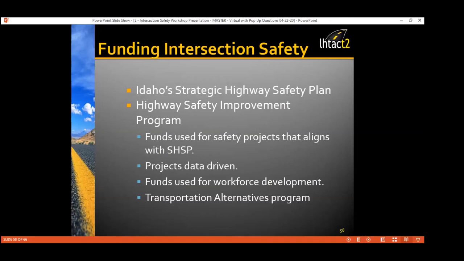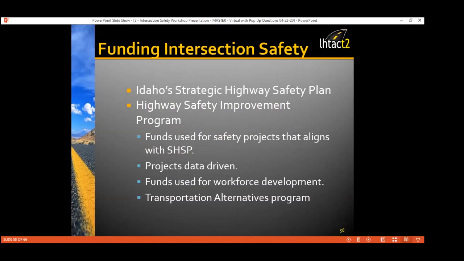Projects do need to be data driven. That's a requirement that is becoming more and more prevalent. That's why I wanted to spend time with you to show you how you can obtain data and use it to your advantage. Funds could be used maybe for workforce development. I'm just going to leave that one alone for right now.